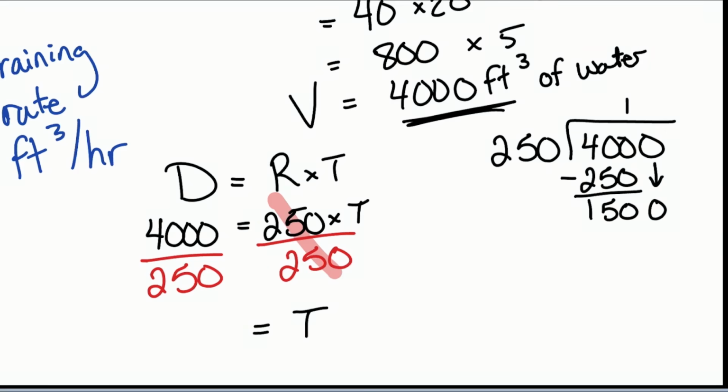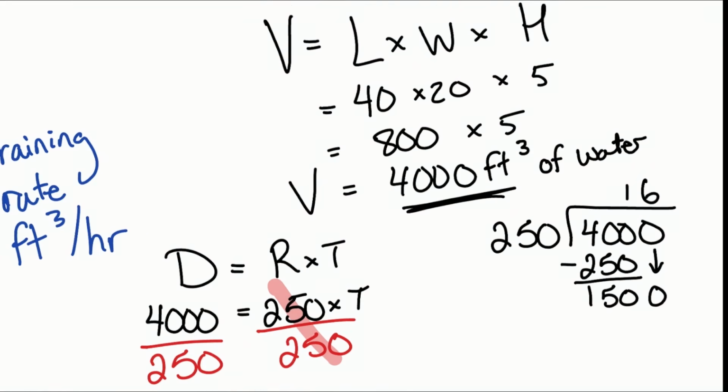We'll drop the 0 to get 1,500. 250 goes into 1,500 6 times. 4 times would be 1,000. 5 times would be 1,250. And then from there, that's going to be 6, for 16. Because that would be 1,500 at that point.